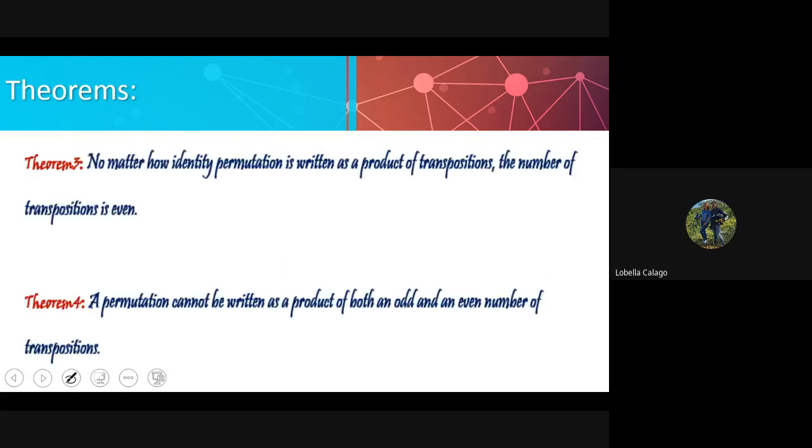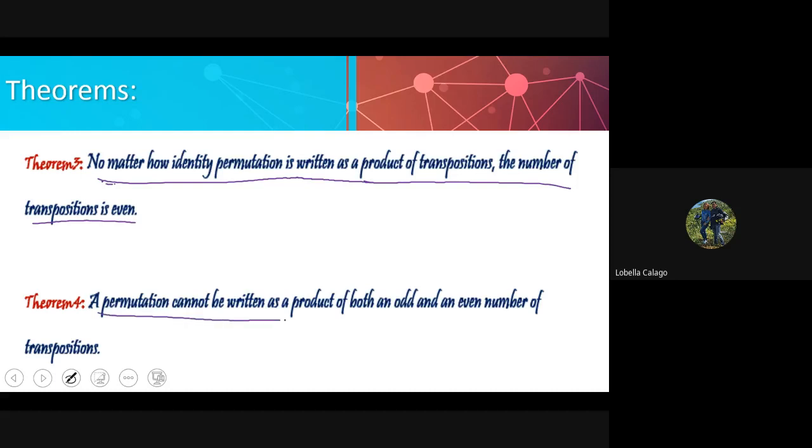Okay, the last theorems are theorem 3 and 4. On theorem 3, no matter how the identity permutation is written as a product of transpositions, the number of transpositions is even. So, take note of that, because we may use it in proofs. In proving, we can use the theorems or the definitions to state that something is a permutation. So, theorem 3 states that no matter how the identity is written as a product of transpositions, the number of its transpositions is even.